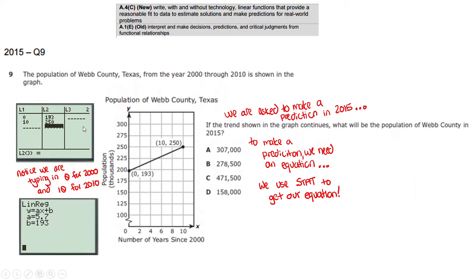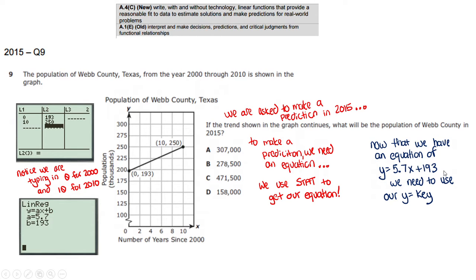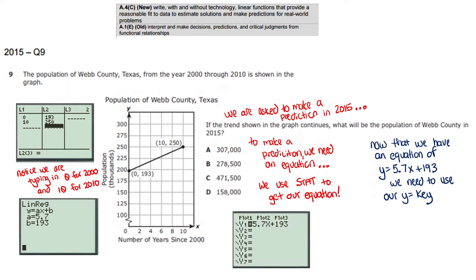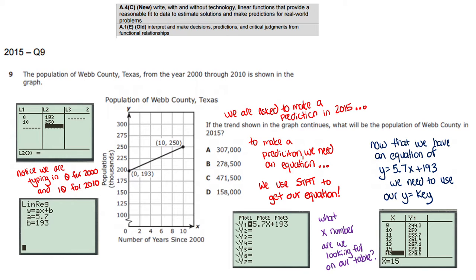But stat calc 4 has an equation. Now, very important for today. Every time we get an equation, we're going to want to make note of this on our paper because after we write down our equation, and in this case it's 5.7x plus 193, we're going to want to type it into our y equals key. So we're not going to want to do that by memory because we're going to need to go through these steps. First stat calc 4, then y equals like this, and then the fourth step, go to our table.